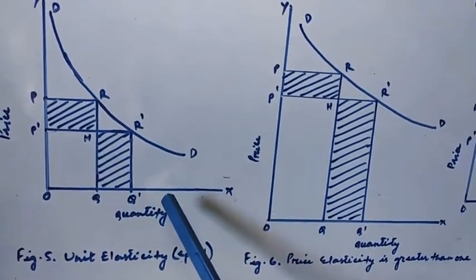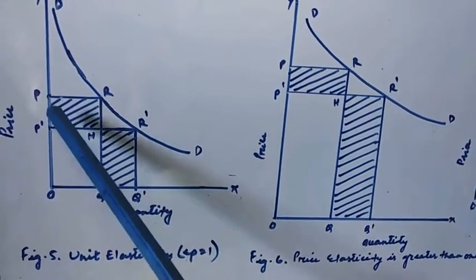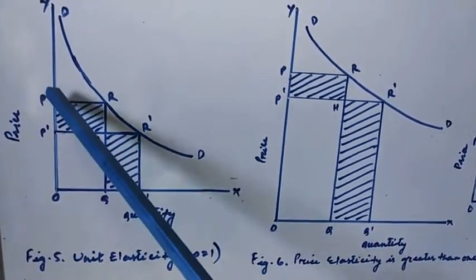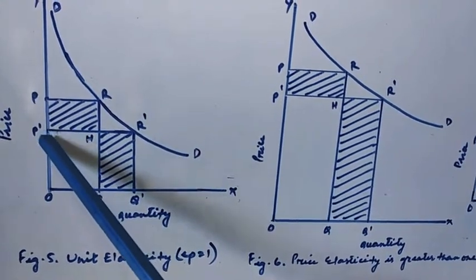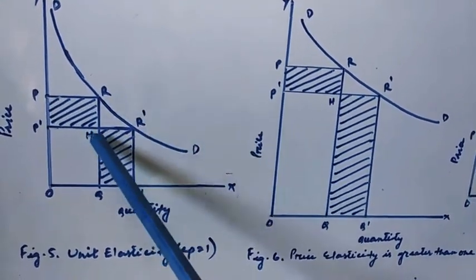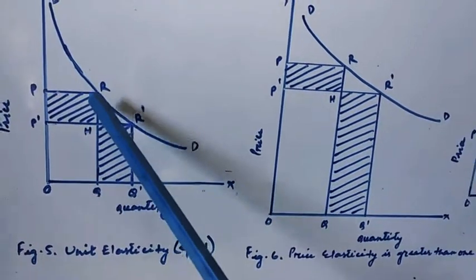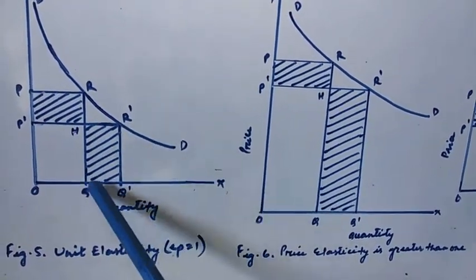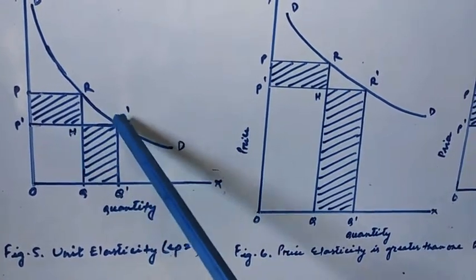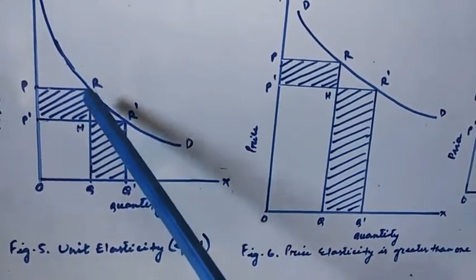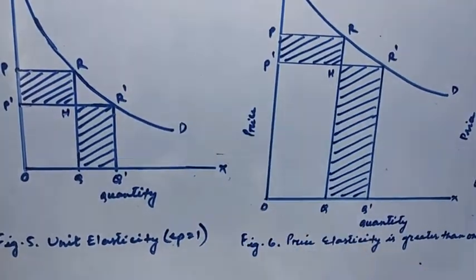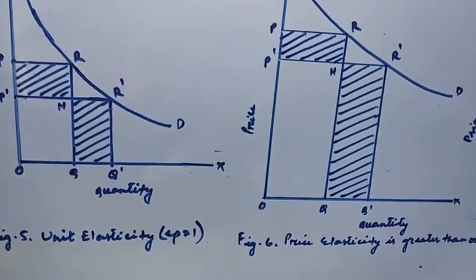So let us compare the remaining shaded part of both the total expenditures. At OP price, P dash P R H is the remaining part, and for OP dash price, the remaining part is Q H R dash Q dash. So when comparing these two remaining parts, both are the same. They are equal to each other.